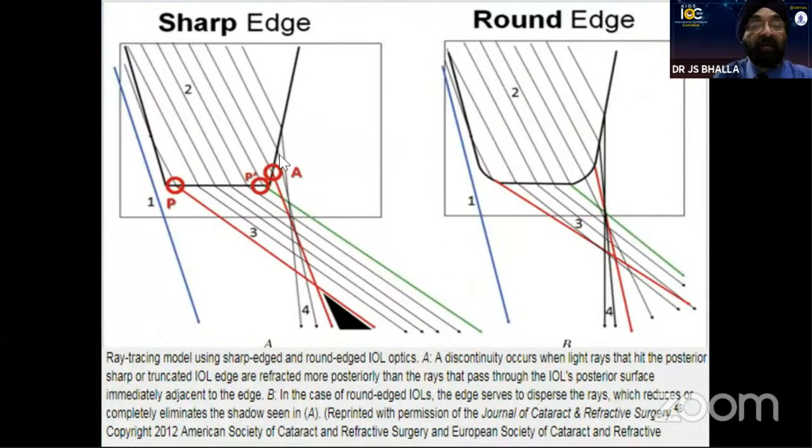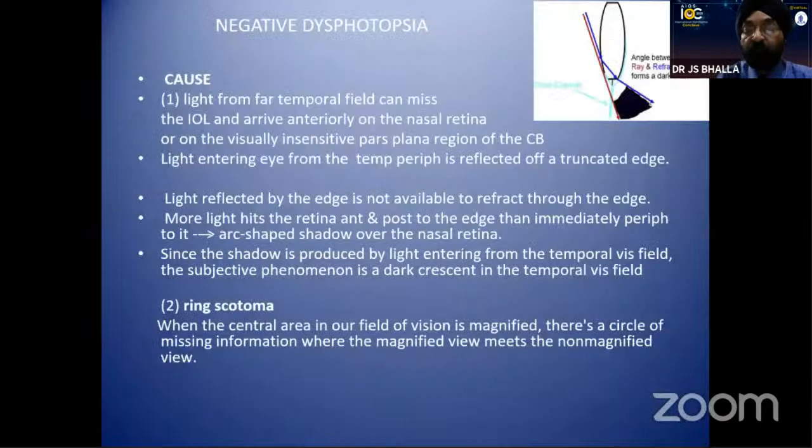Holladay has done a lot of ray tracing experiments, and he found that there are 3 types of shadows: type 1, type 2, and type 3. It is the type 2 shadows which we are considering, where the rays of light coming from the anterior surface strike the posterior edge and the posterior surface, and there is a shadow between the light rays which are refracted more from the posterior surface and less from the posterior edge. So this shadow is what is known as a temporal scotoma, which is known as temporal dysphotopsia.